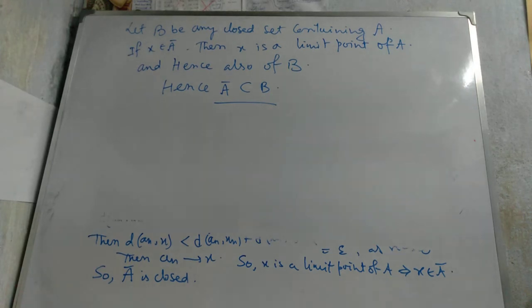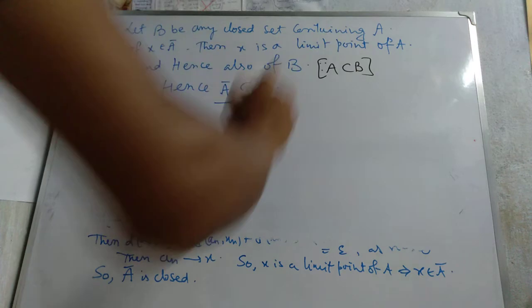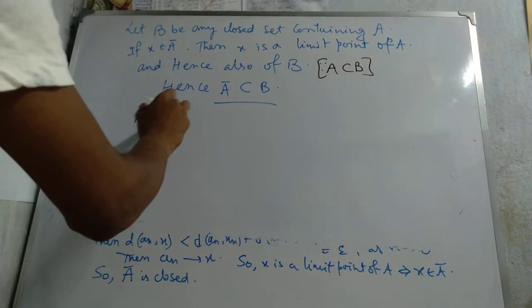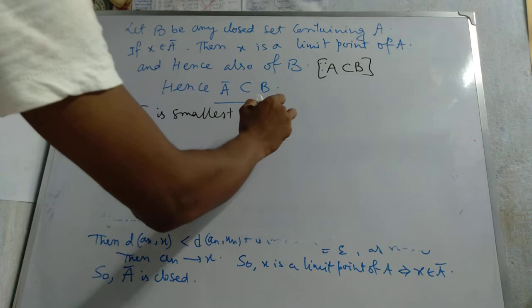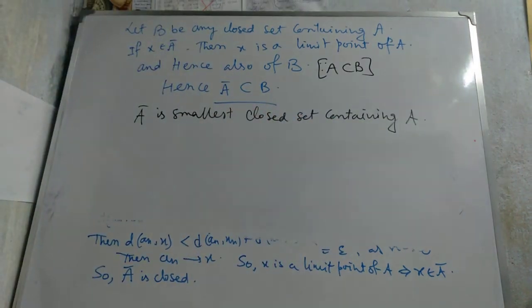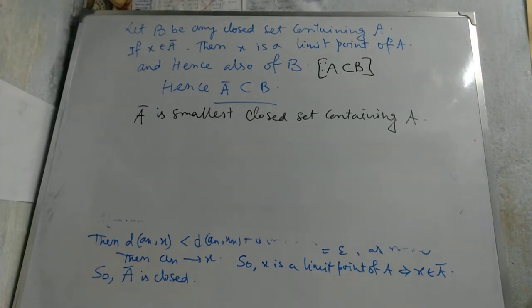If x belongs to A closure, then x is a limit point of A, and hence x is also a limit point of B, because A is a subset of B. Hence A closure is a subset of B. So we proved that A closure is the smallest closed set containing A. Now we erase this portion and go on to further discussion about closure.